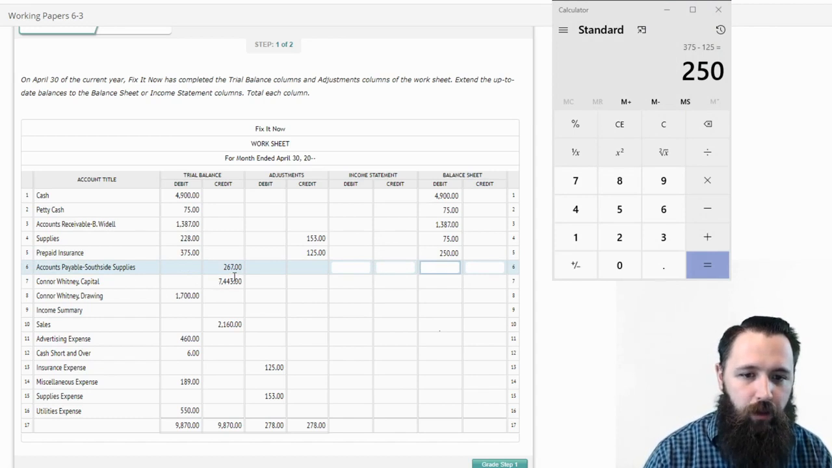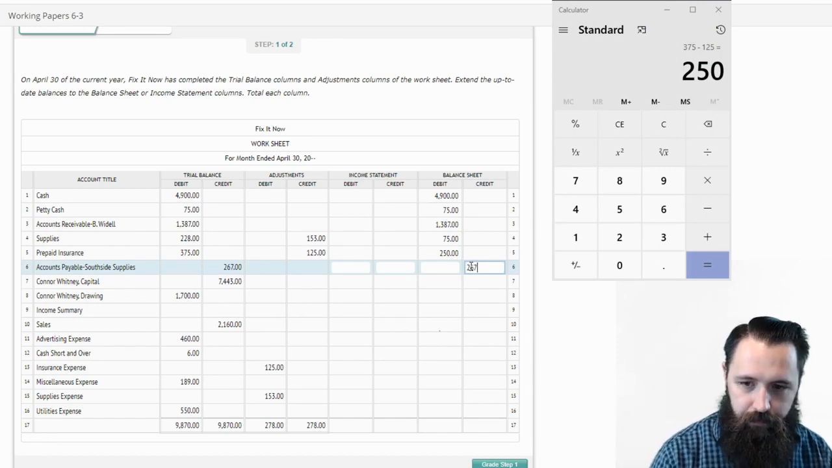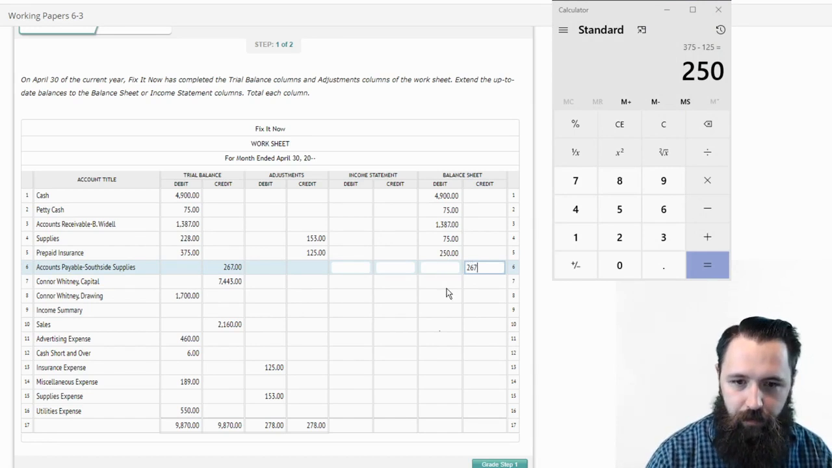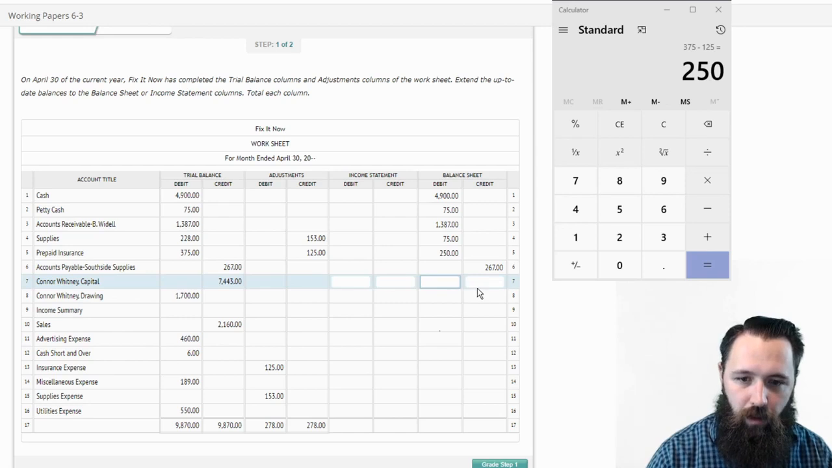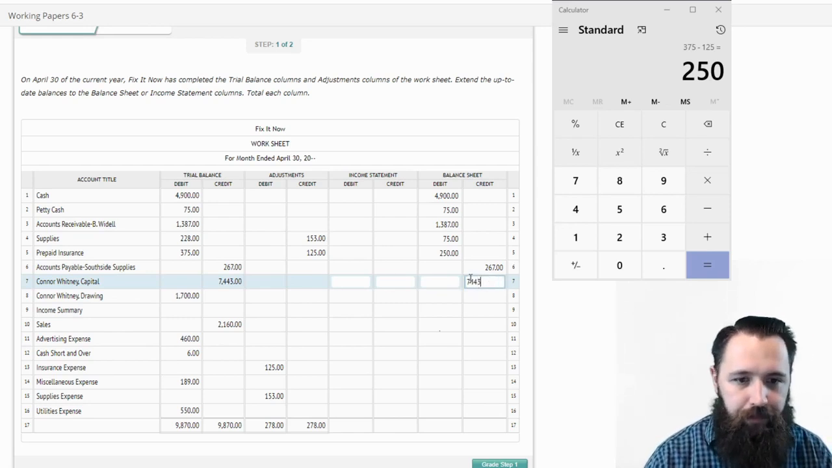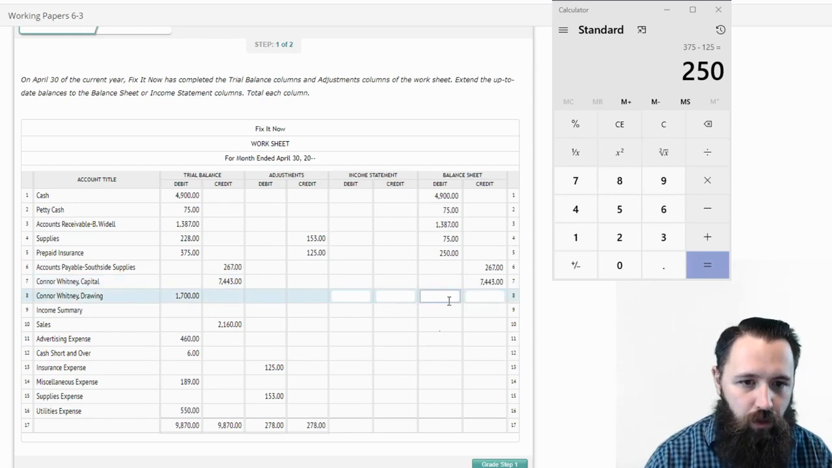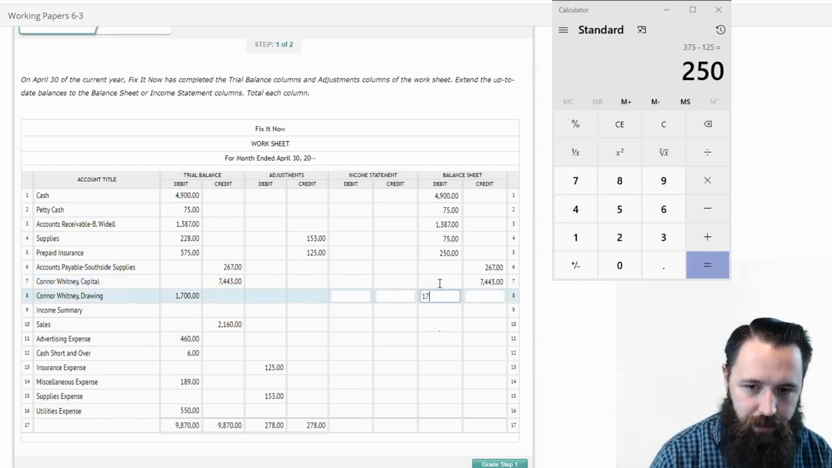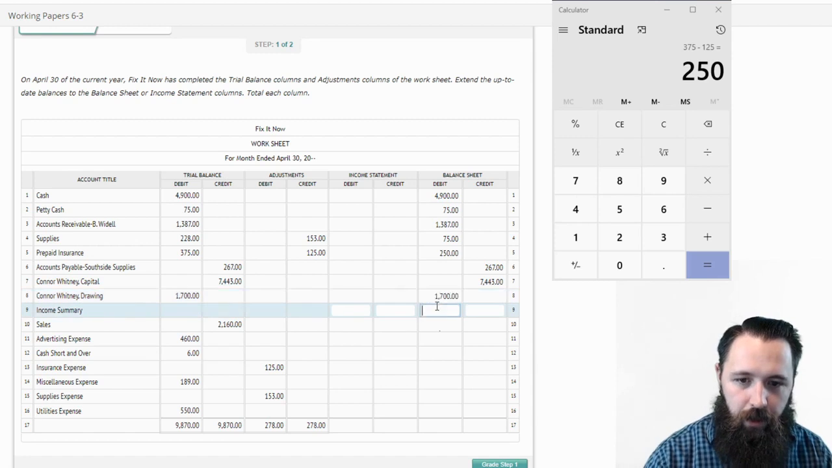We have accounts payable, which has a credit balance of $267. We have capital, which has a credit balance of $7,443. And we have drawing, which has a debit balance of $1,700. Income summary, we're just going to leave blank.